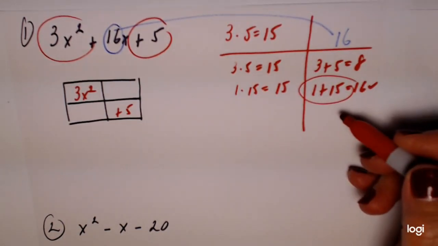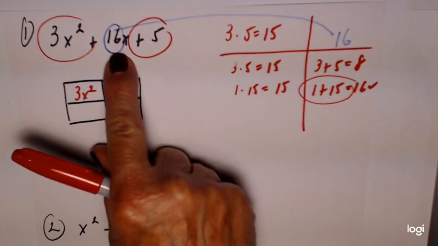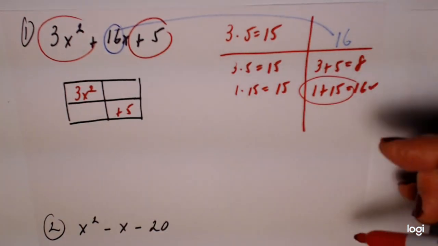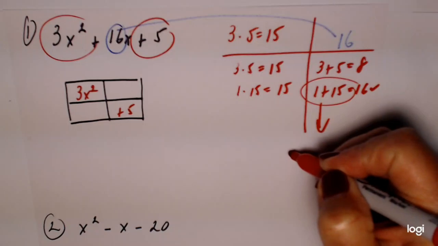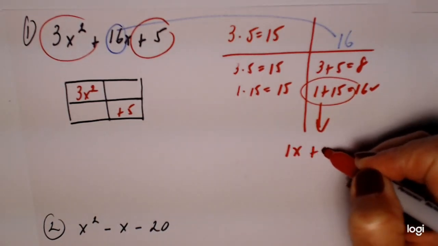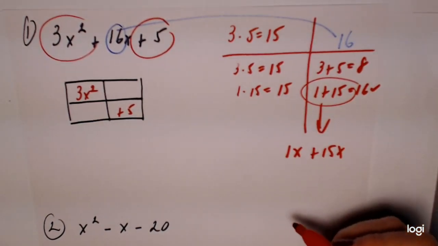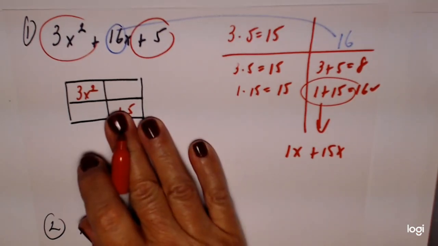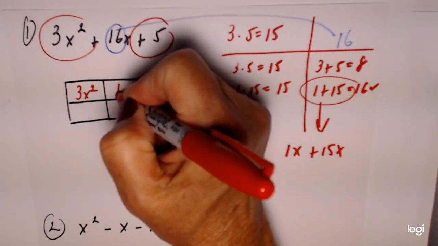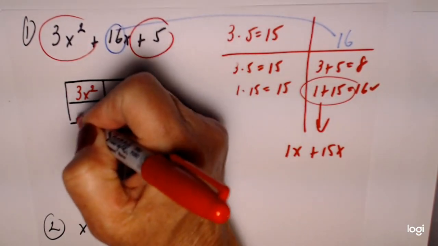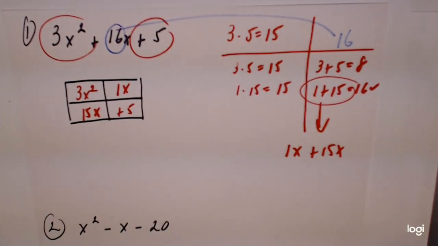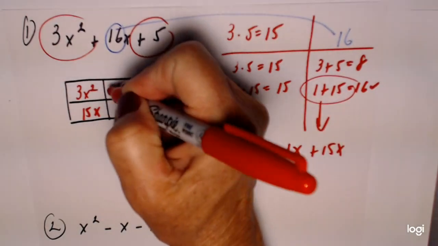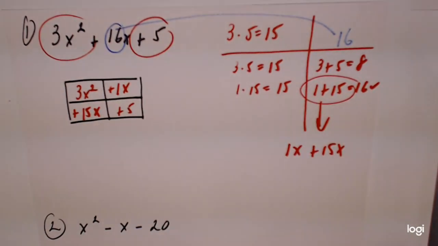And now, since we're using it to replace 16x, we're going to stick variables behind it. So this is going to become 1x and 15x. So let's put them in the boxes here. We have 1x, and then we have 15x, and they're both positive. So if you want to put the positive signs in, you can, or you can leave them out to know that they're positive, your choice.